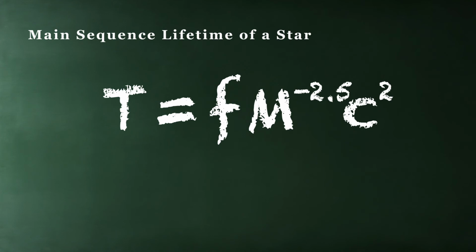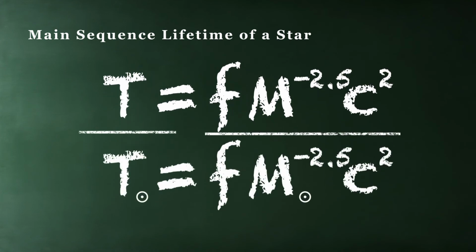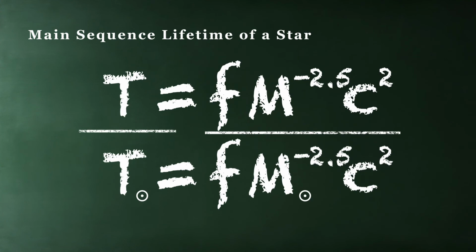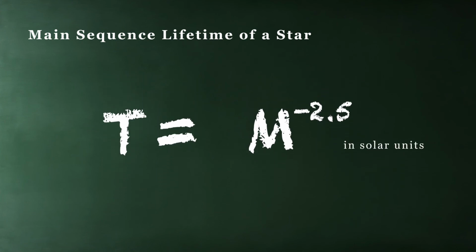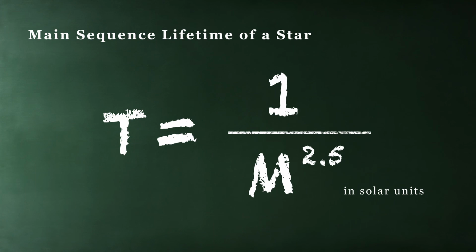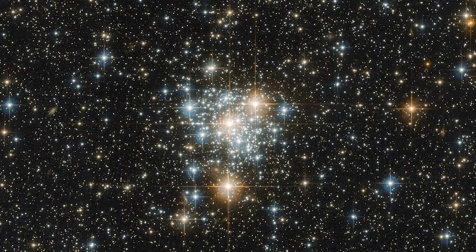One trick we can employ here is to divide the equation of a star's lifetime by the same equation for the Sun. The constants will then cancel out, and we will be left with an equation in solar units. Note c squared cancels out easily. I'm assuming that f, the fraction of mass converted into energy in a star's life, is the same for every star. We are left with an equation that says the lifetime of a star is equal to 1 over mass to the 2.5 power in solar units. M is in solar masses, and T is in solar lifetimes, which for each solar lifetime is 10 billion years. So when the mass is big, the lifetime of the star is short, and when the mass is small, the lifetime is very long.